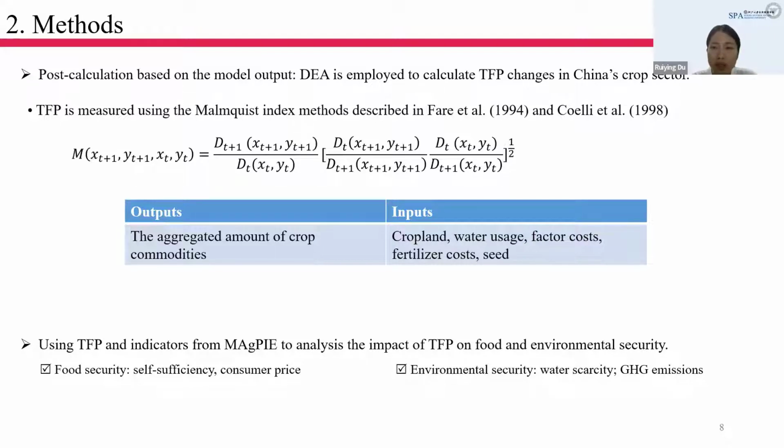Secondly, we do post calculation based on the model output. Data envelopment analysis is employed to calculate TFP changes in China's crop sector. We use the aggregated amount of crop commodities as outputs, and cropland, water use, labor costs, fertilizer costs, and seed as inputs. And then we use TFP and the indicators extracted from the MAGPIE simulation results to analyze the impact of TFP on food and environmental security.